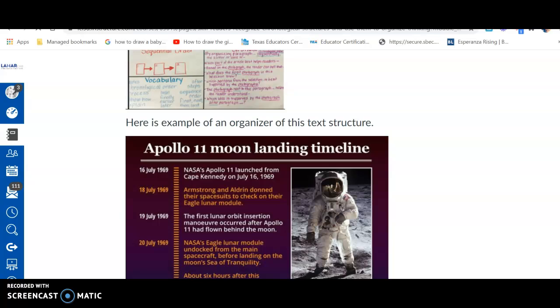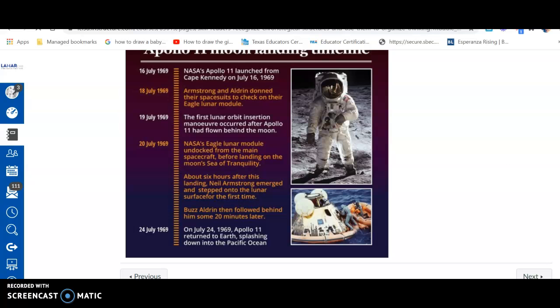And so sometimes it's not always going to have dates. If it's sequential, it could say first, then, finally, then, furthermore, right? Like a recipe would. But if it's chronological, you will see those dates. But being able to just identify when an author is doing this is our goal for today.